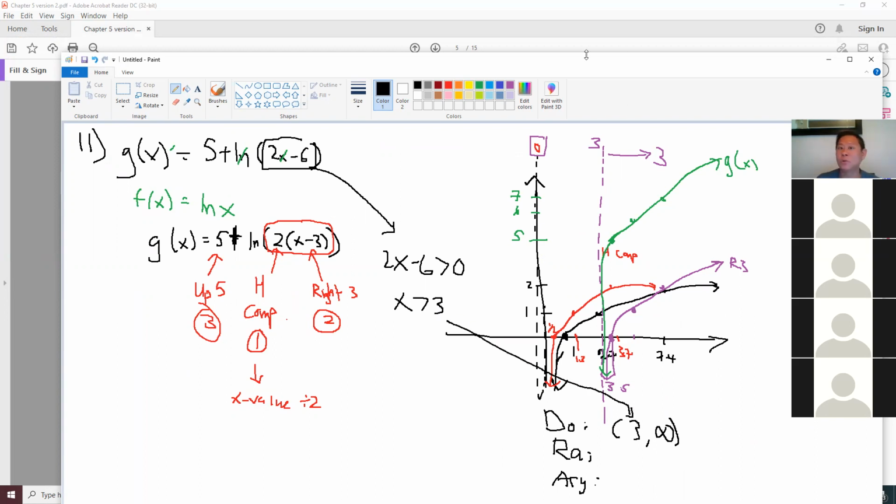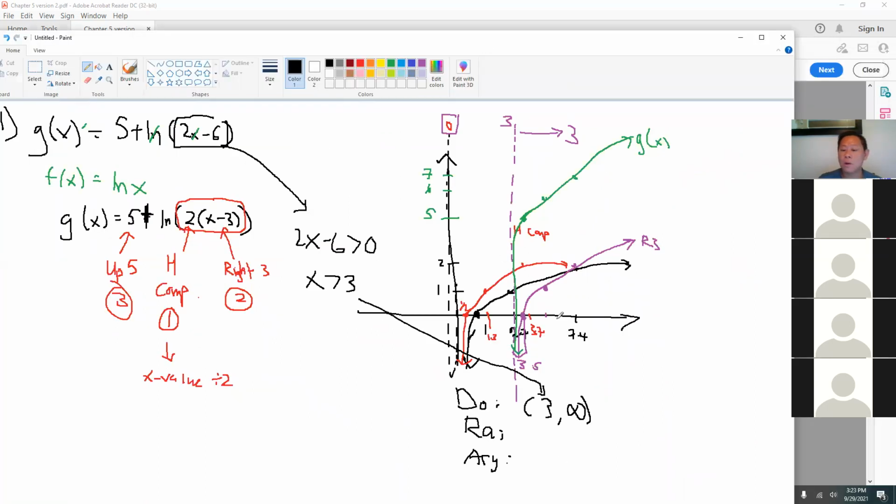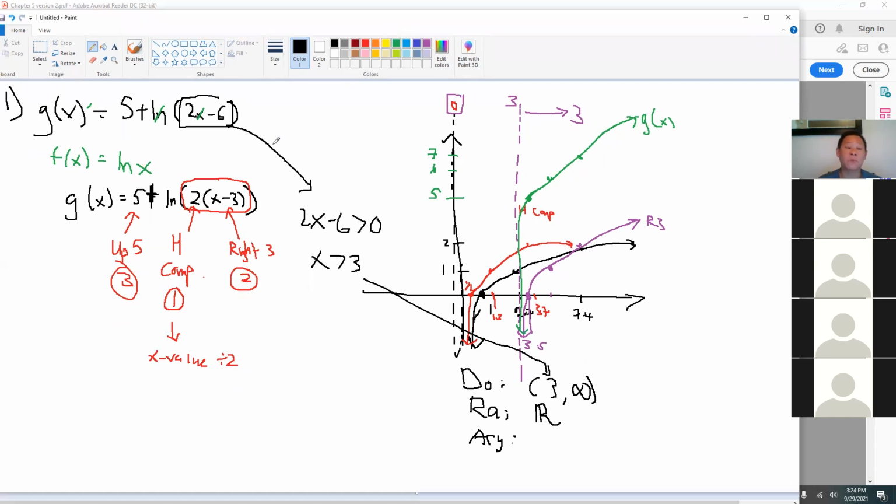If you don't know how to do a graph or something else. Anyone know what is the range here for the green line? It's going to be all real numbers. No matter how you transform this, your range is all real numbers for log or ln. And your asymptote in this case will be this line, x equals 3. And again, class, if you don't know how to draw this graph, you can also find it when you solve for your domain. That means the 3 that you find is your asymptote. So this is how you graph this kind of equation for ln.